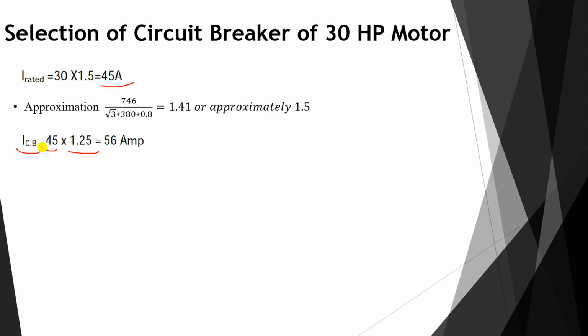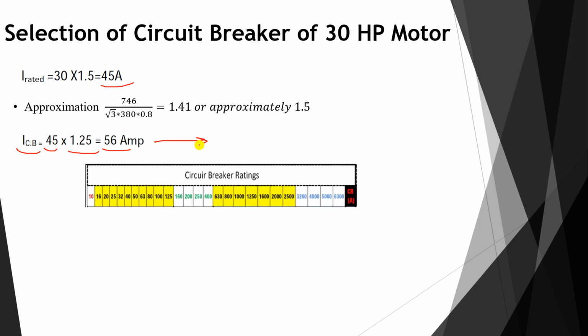Okay, so this multiplication will give us 56 ampere. Now this is the circuit breaker rating required. This is the minimum current required. So let's go to the table which we have seen in our course.